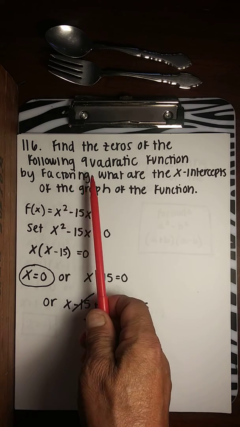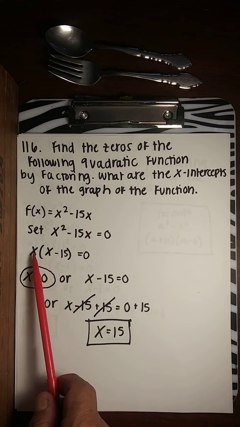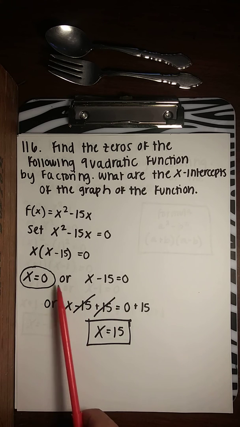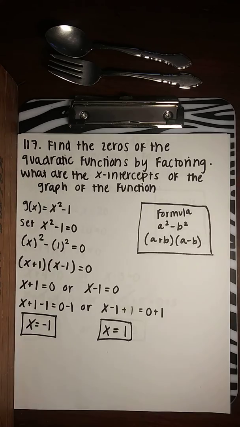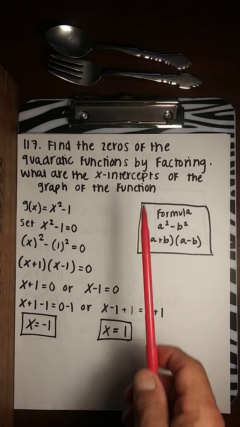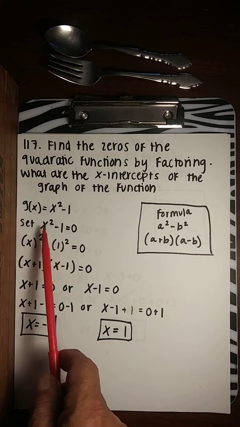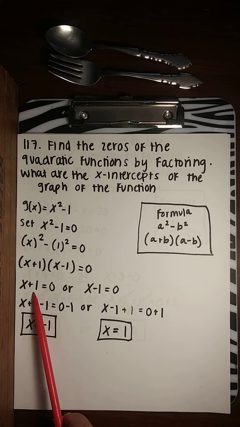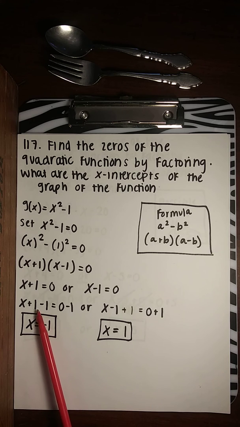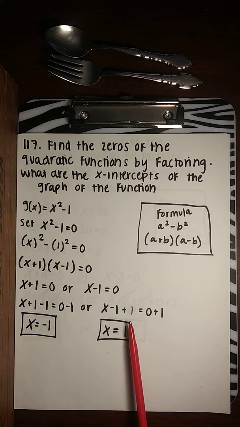This one, find a 0, set this equal to 0. Factor out the x. X equals 0, x minus 15 equals 0. So that's done. Add 15, so 0 and 15. Find the zeros of the quadratic function by factoring. So x squared minus 1 is x squared minus 1 squared. X plus 1, x minus 1. So x plus 1 equals 0, x minus 1 equals 0. Minus 1, minus 1, x is negative 1 or a positive 1.